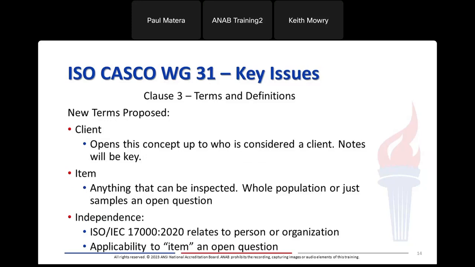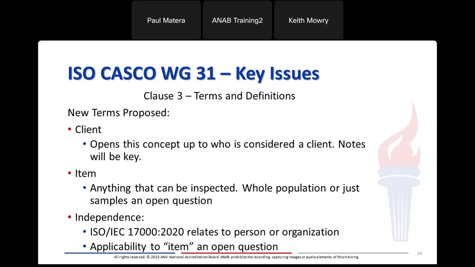We proposed a new term, client. It opens up the concept of who is considered the client. This also ties back to who is eligible to lodge an appeal. We felt that needed to be narrowed in, so that an appeal can only come from a client, basically. The new proposed definition for appeal is a request by the client to an inspection body for reconsideration by that body of a decision made relating to the conformity of that item.